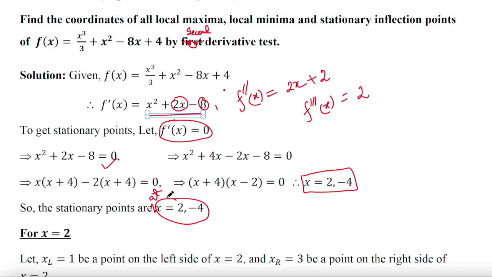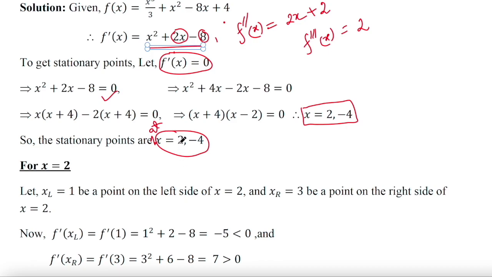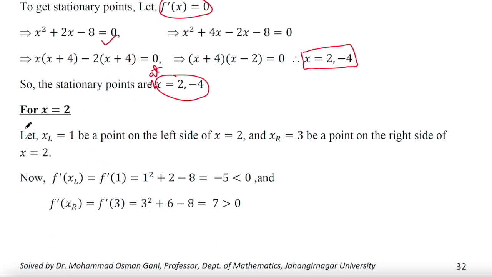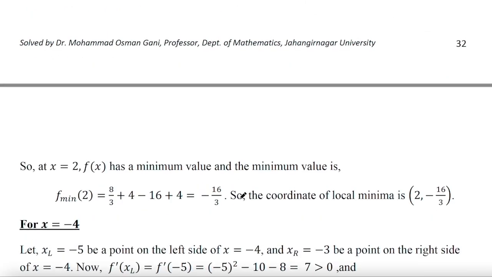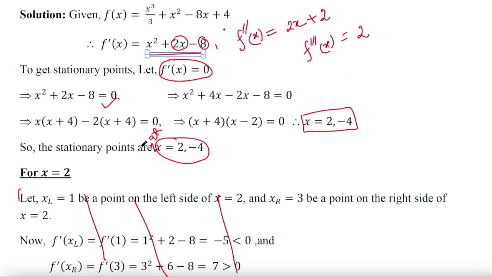Now the stationary points will be either a maximum point, a minimum point, or a stationary inflection point. Now let us check. Let us put x equal to 2 in the second derivative. We are not solving this problem by using the first derivative test, so we don't need to follow those steps. Since we are solving this problem by the second derivative test, what will our next step be? We need to put x equal to 2 in the second derivative.